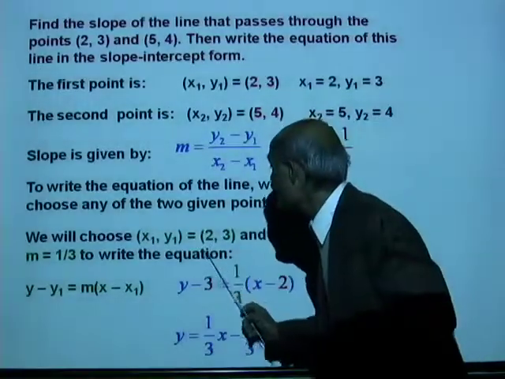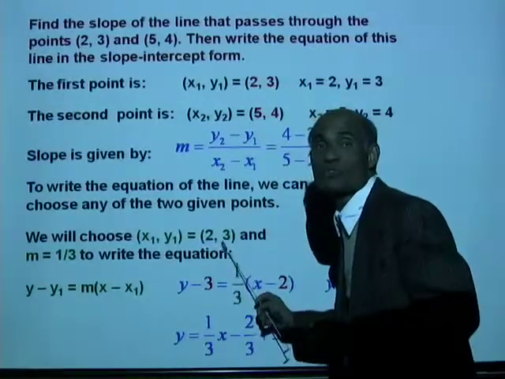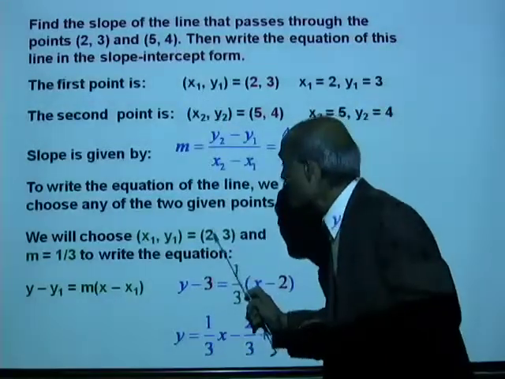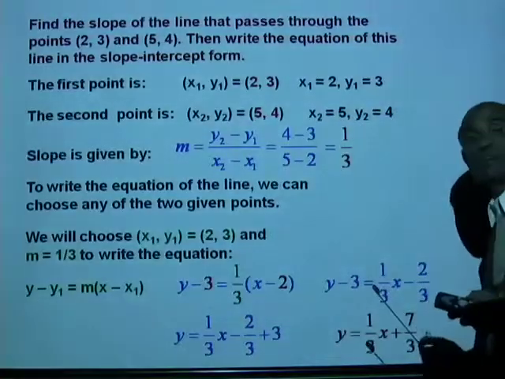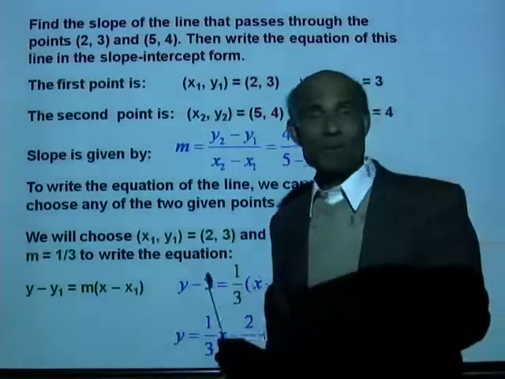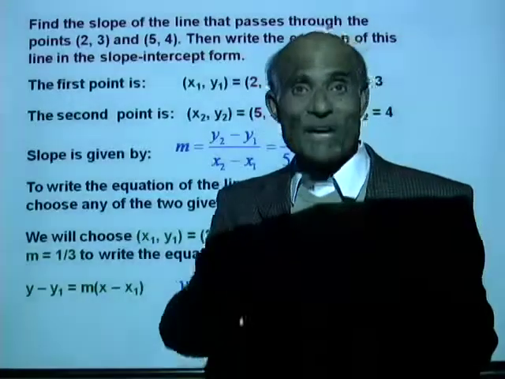In place of taking x1, y1 equal to (2, 3), take that as (5, 4) and work it out and see whether you get the same equation. All right, if you got it, tell me about it.